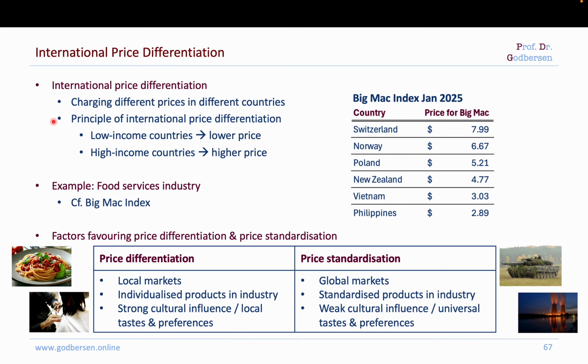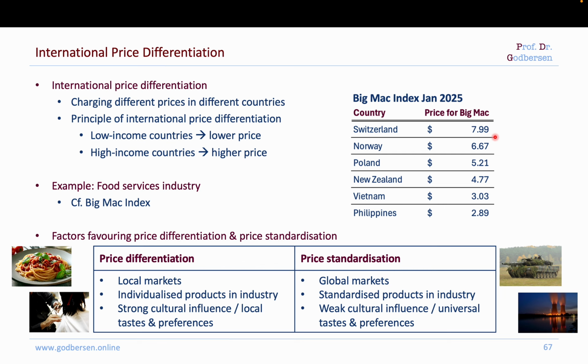And the principle means in low-income countries, we have a lower price. So countries like Venezuela, Congo, Malawi, and so forth. And in high-income countries like Switzerland, the US, Sweden, Norway, we charge higher prices. And one example where you can see this is the Big Mac index. So a Big Mac in Switzerland costs $7.99. Norway, it's also not the cheapest, with $6.67, two high income countries.